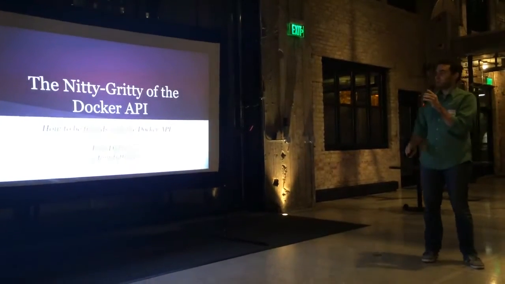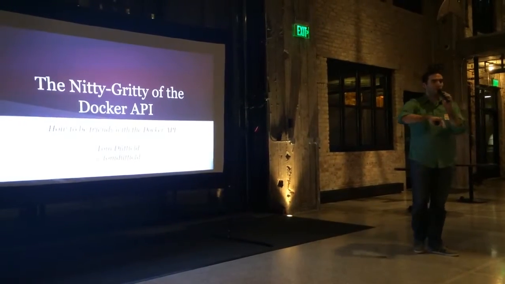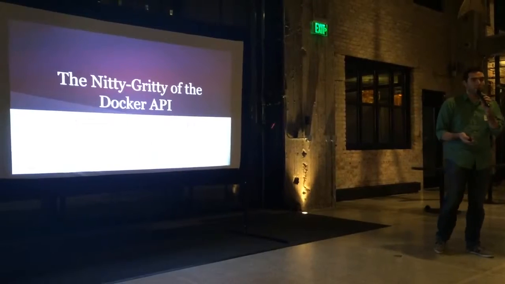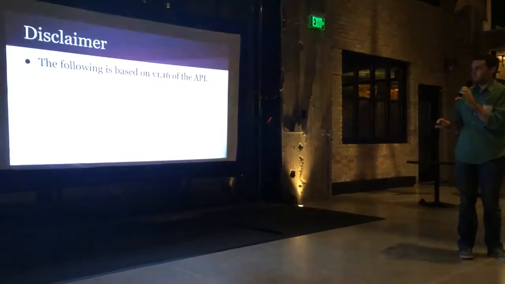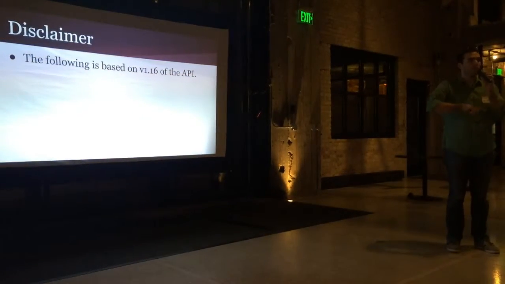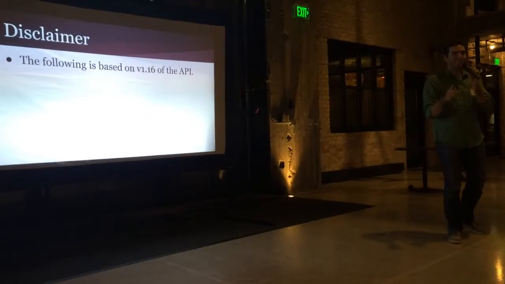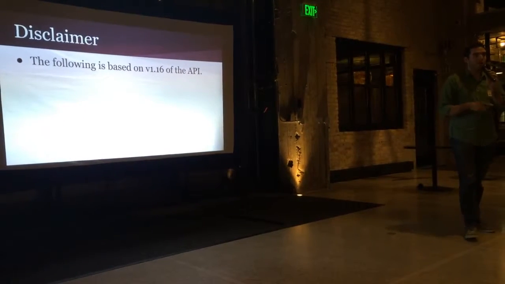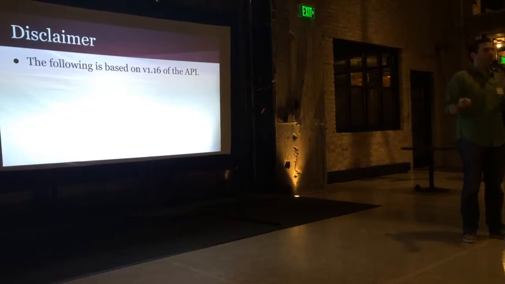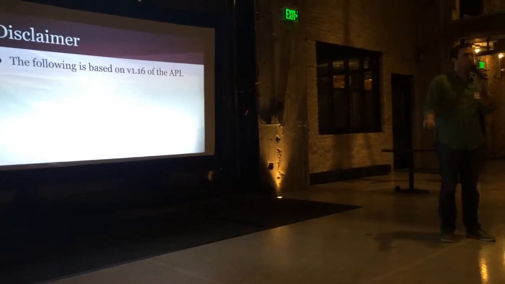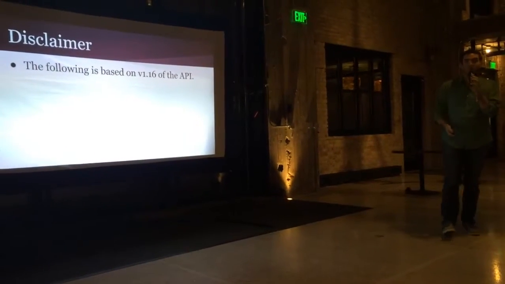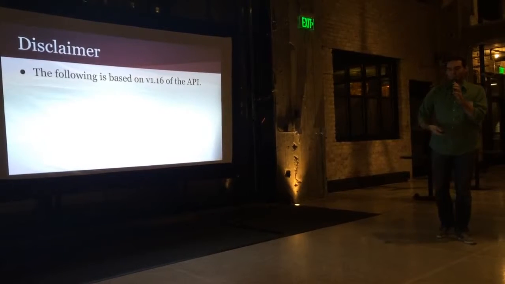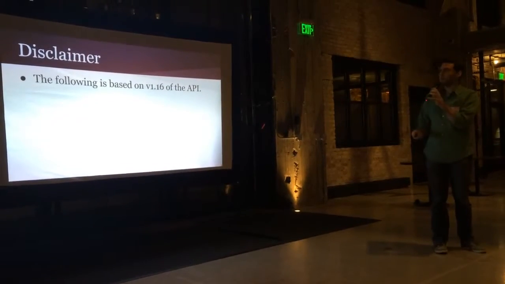Okay, cool. So my talk is about getting kind of down and dirty with the Docker API. As a disclaimer, this is for version 1.16, which I think is still the latest. I'm anticipating that these slides will live forever on the internet, so I want to make sure that people don't find me and yell at me like, you're totally wrong, they fixed that. And I'm like, well, okay.